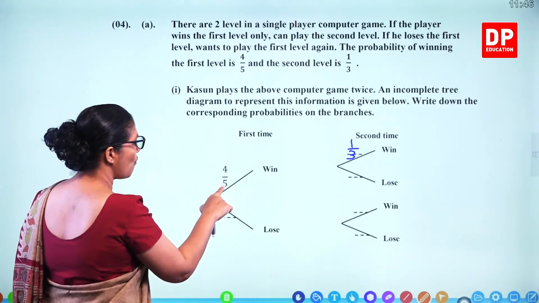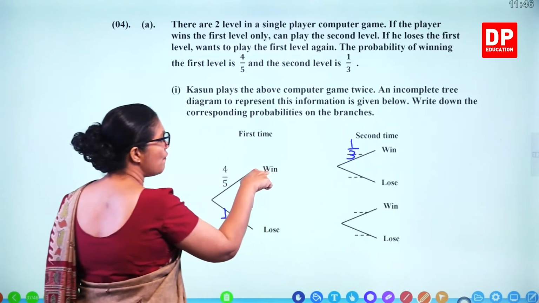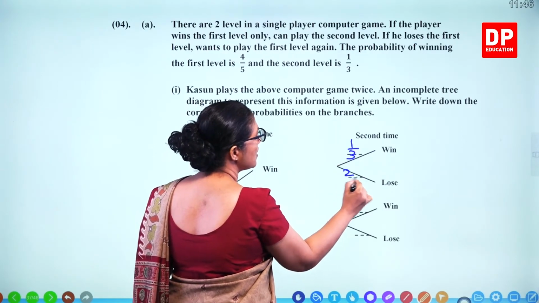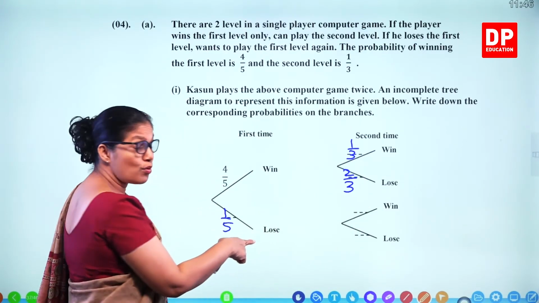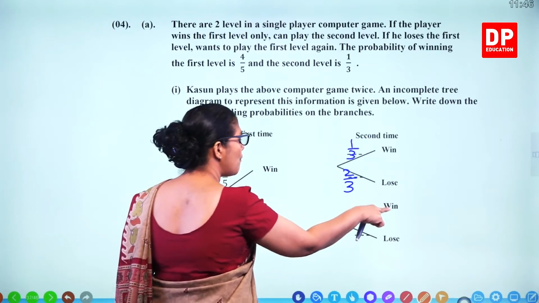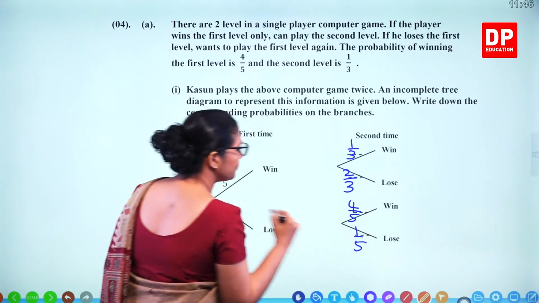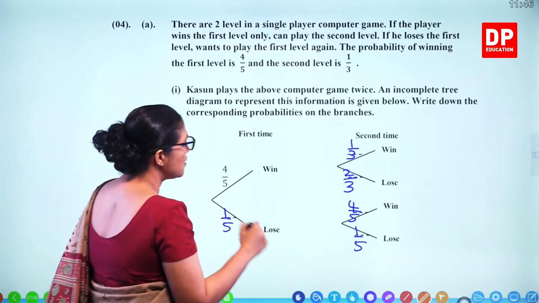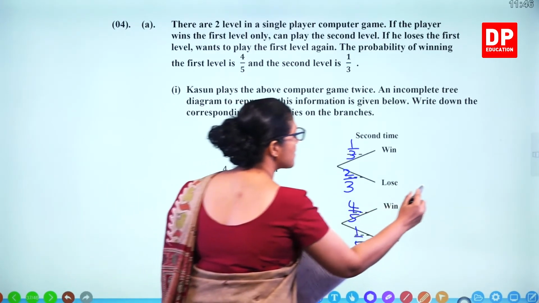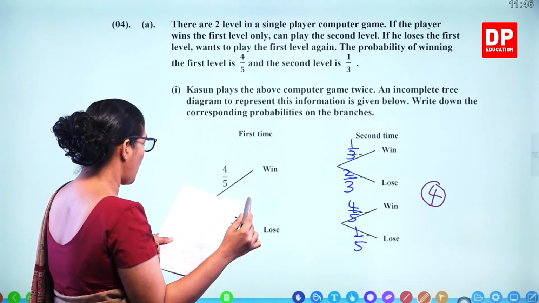So winning probability is 4 over 5. So losing is 1 over 5. If it's second time, now if he wins, again winning chance is 1/3. So 2/3. What about this one? If he loses in the first round, he has to start from the beginning. So winning the first game, 4 over 5 and 1 over 5. So those are the probabilities. So how many marks for that? You are getting 4 marks. 1/3, 2/3, 4 over 5 and 1 over 5.